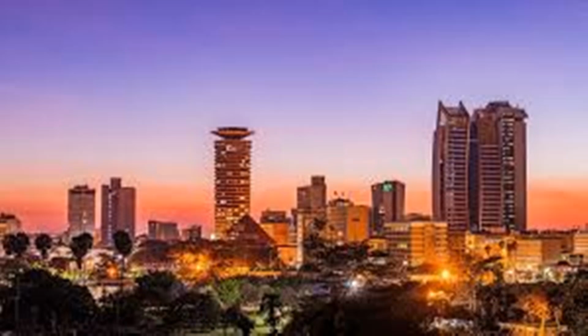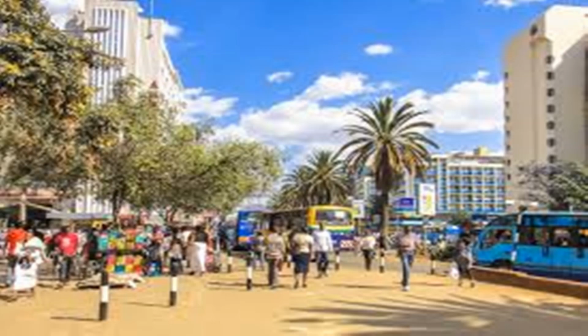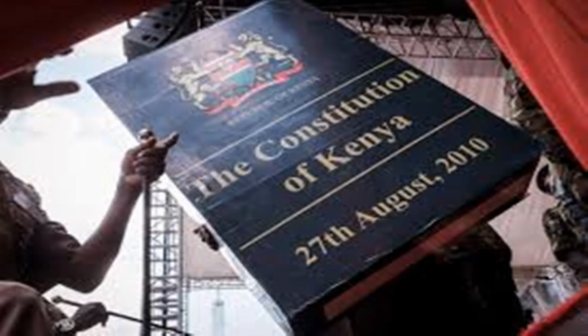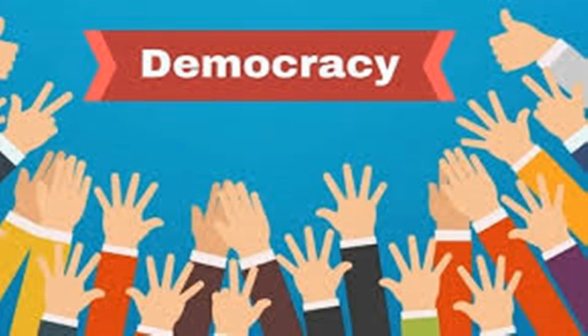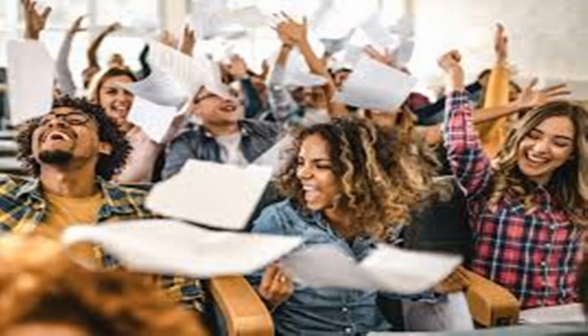In Form 2, topics such as urbanization, which touches on Nairobi, and the constitution and constitution making process. That is how our constitution is made, the types of constitution that we have in the world, and so on. And finally, democracy and human rights wraps up the Form 2 syllabus.